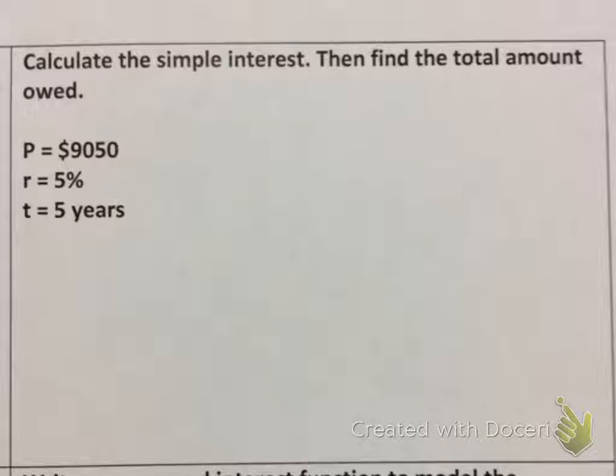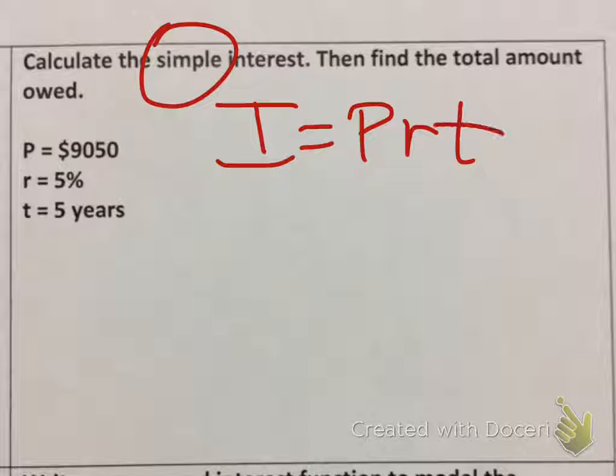All right, next problem. Again, a simple interest problem. Again, it told us it was simple interest. It says find the simple interest and find the total amount owed. So again, my formula is I equals PRT. We're going to substitute in. Here's my principal.